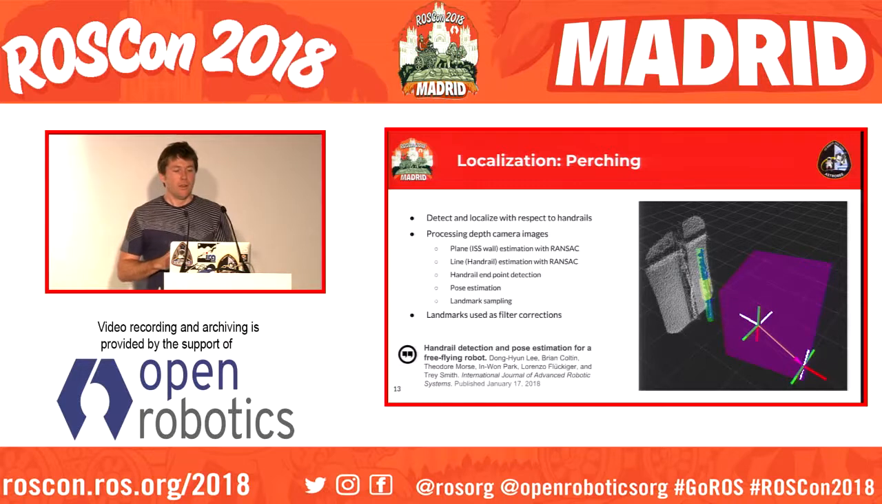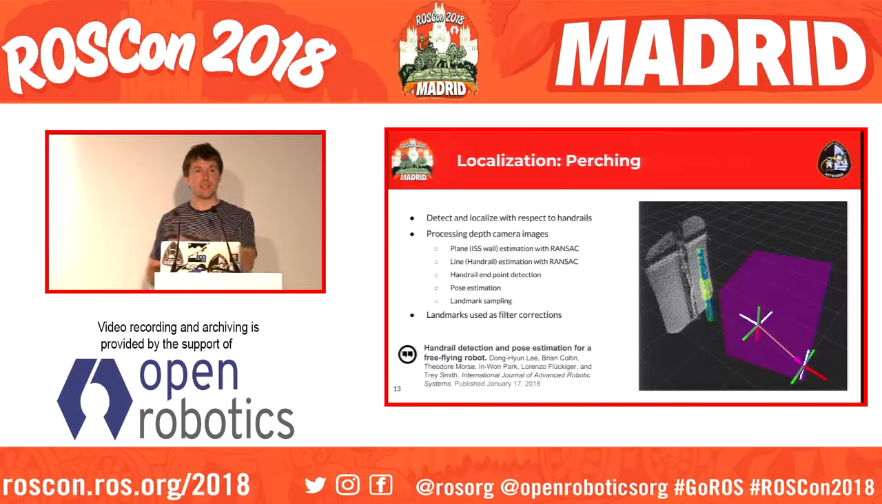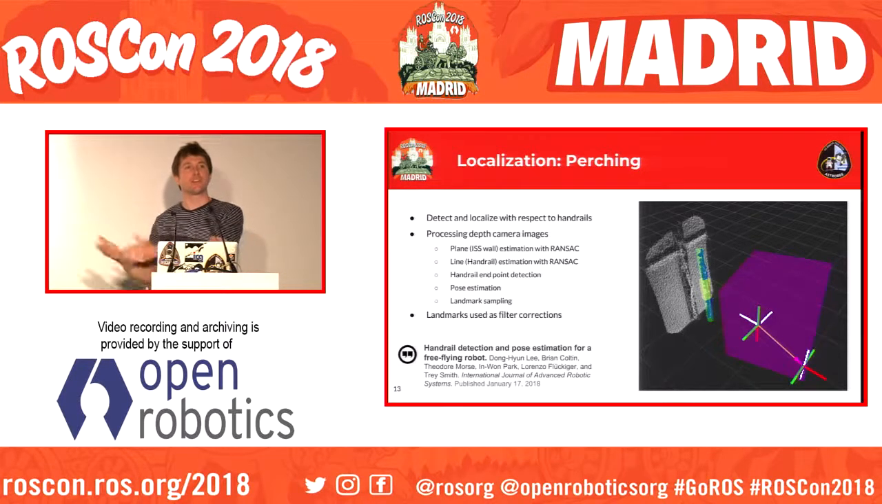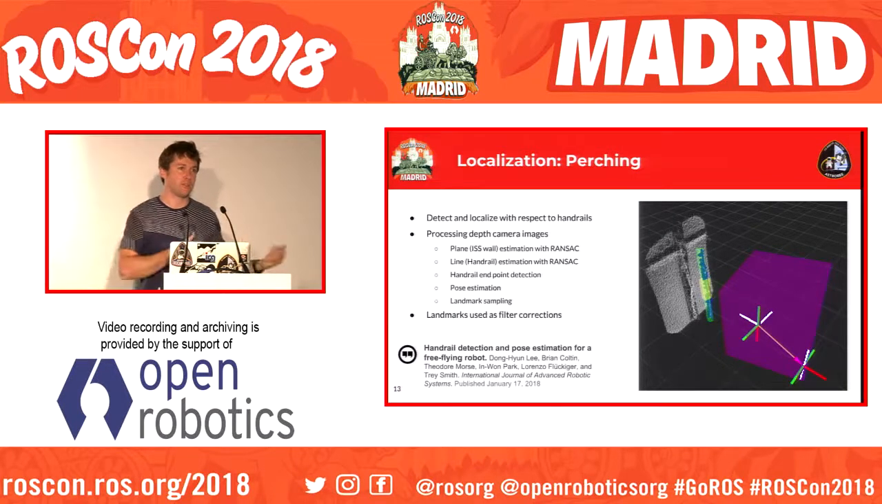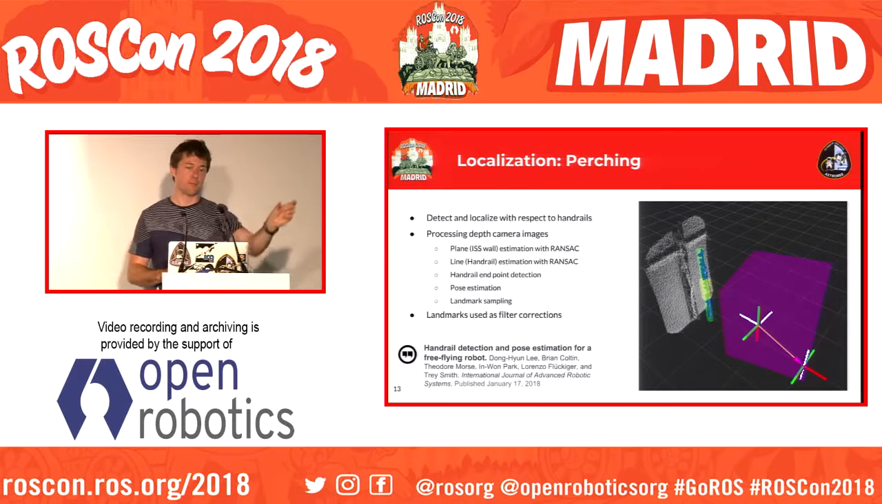We then detect the end caps of the handrail, and we do pose estimation of the handrail in our depth camera frame. And then once again, those are features that then get sent to the estimator, and it uses that information to localize relative to the handrail and provide a precise inbound perching procedure.